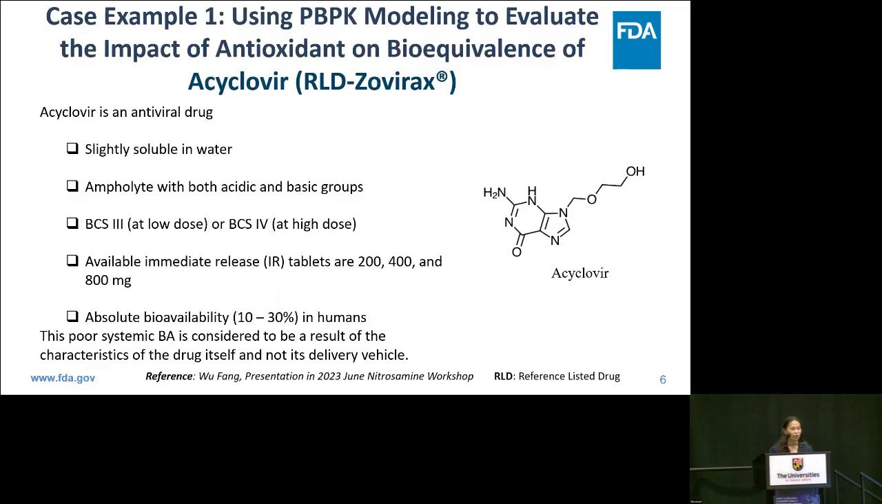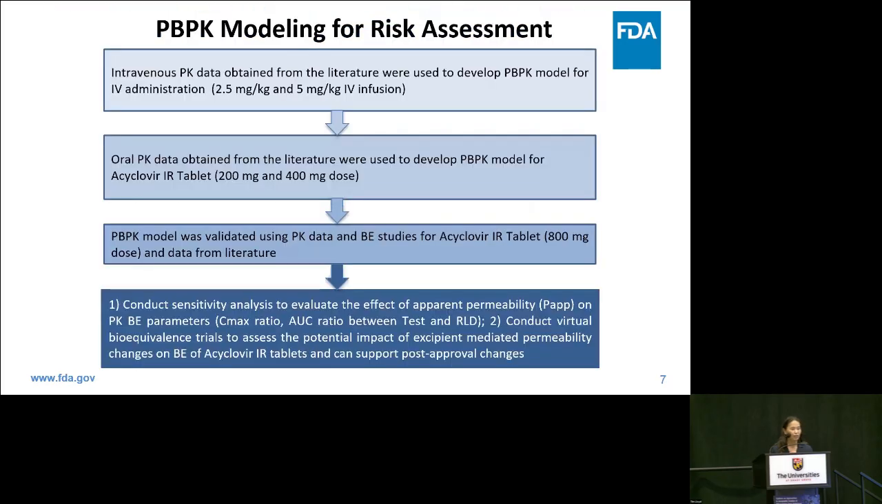This example is acyclovir. I actually presented this case on other occasions as well. Acyclovir is considered a BCS class 3 drug at a low dose, but it is a BCS class 4 drug at a high dose. We built the PBPK modeling for risk assessment. First, we used the PK data after IV administration to develop a PBPK model for acyclovir after IV administration. Then we used PK data collected from the literature to develop a PBPK model for acyclovir IR tablets.